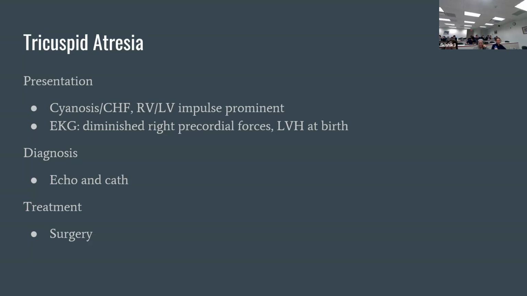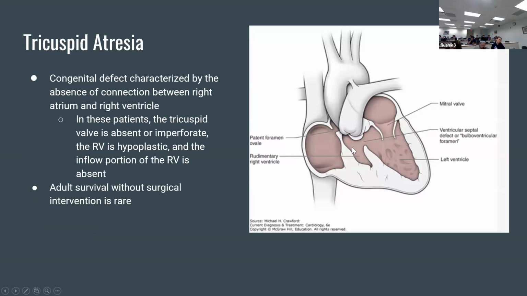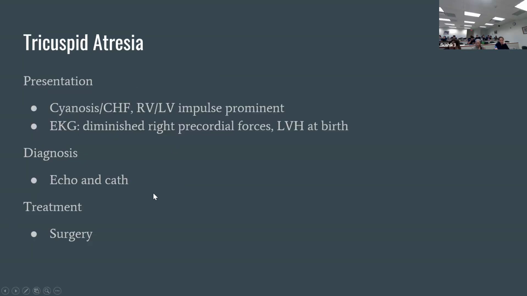So if you think about lead placement, guys, just to reiterate, the precordial leads, V1 starts here, V6 starts here. So the right side is going to be V1 to V3, and then V4 to V6 will be the left side precordial leads. So they may have very small right precordial QRS complexes with LVH at birth. And that makes sense because there's basically nothing happening in the RV, and then the LV gets enlarged because it's working extra hard. Diagnosis, echo and cath. The treatment is surgical correction.